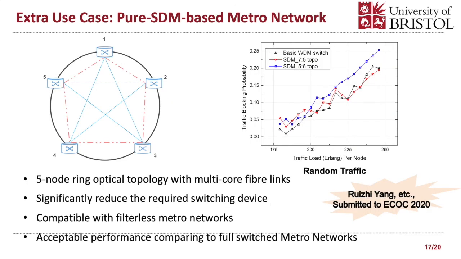With this concept, we believe it can be extended to the metro network. For example, in the ring topology, we can use a Pure-SDM network without using any WDM switching solution. By reconfiguring the cores, we have simulated using different topologies, and we can achieve quite similar performance to a Pure-WDM-based switching solution. This work has been submitted to ECOC 2020, to show this concept can be used in a Pure-SDM metro network.